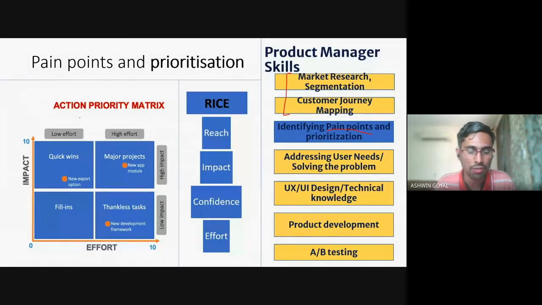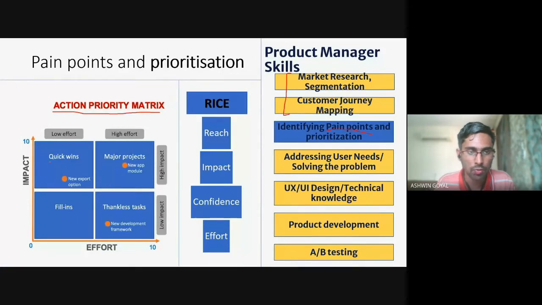Now these are very famous frameworks. The first one is action priority matrix. So let's say you have some pain points that you identified. You've identified that your customer needs this thing. Let's say your customer has some problem in messaging people, and then you think of something like WhatsApp, which makes messaging very easy. It makes messaging simpler. So this is a project basically, and you would put that project into one of these four buckets.